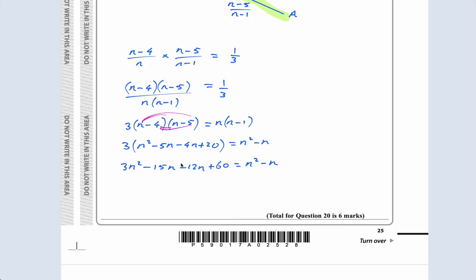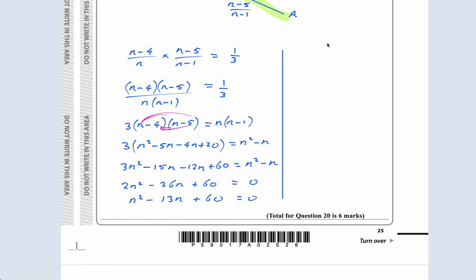Bring everything to the left, make it equal to 0. 3n squared minus n squared is 2n squared. Minus 15n minus 12n is minus 27n. Plus this n is minus 26n. Plus 60 equals 0. Just make sure, guys, you can follow what I did there. I went pretty quickly. Divide everything by 2, because I can. N squared minus 13n plus 30 equals 0.